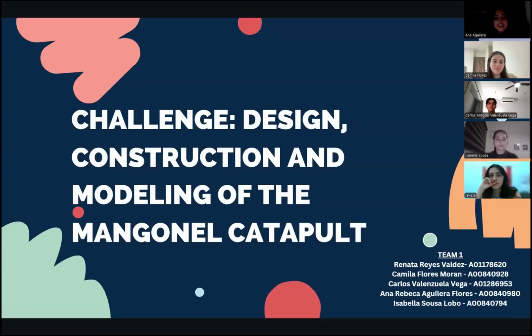Afternoon. Today we will be presenting the challenge, which was the design, construction, and modeling of the Mangano catapult. Our team members include Renata Reyes, Camila Flores, Carlos Valenzuela, Ana Rebeca Aguilera, and Isabela Souza.